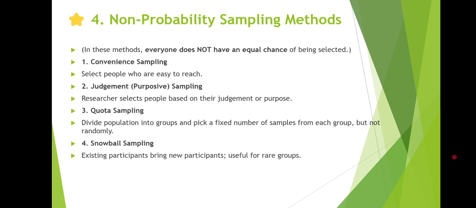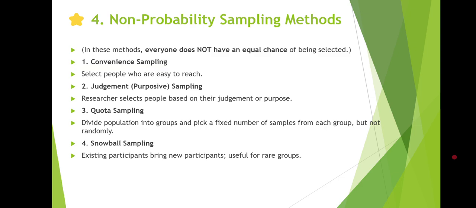Next, we have non-probability sampling method. So students, non-probability sampling does not give everyone an equal chance. It is used when we don't have full information about the population or when we want a quick result. It is faster and cheaper but sometimes less accurate.